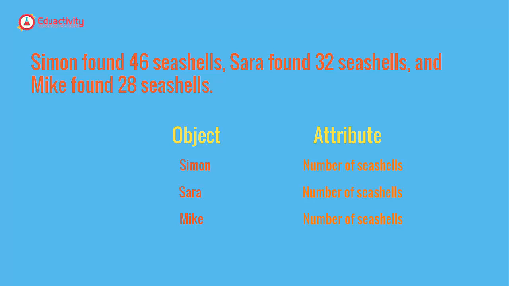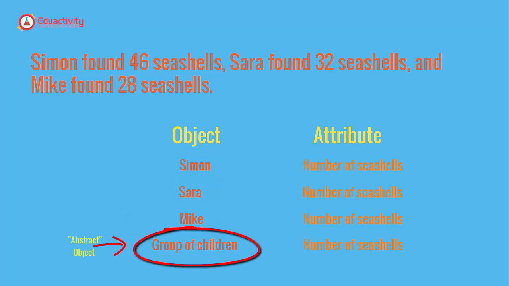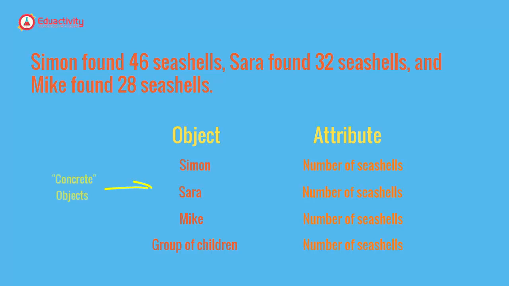Is that all? Definitely not. The group of children can have a number of seashells attribute as well, so this group can be considered an object too. This kind of object is named abstract object, as it is not specifically mentioned, but it definitely exists, and can be used to specify the situation. So, we're talking about 2 kinds of objects, the concrete object versus the abstract object.